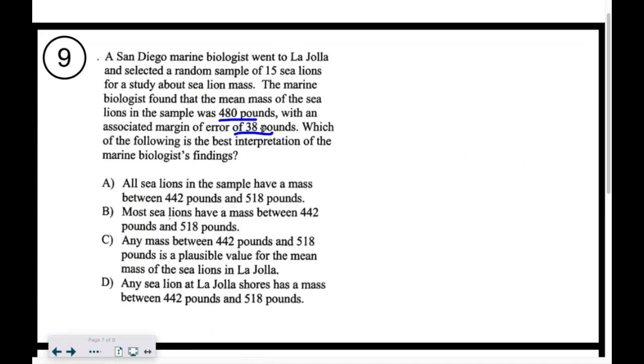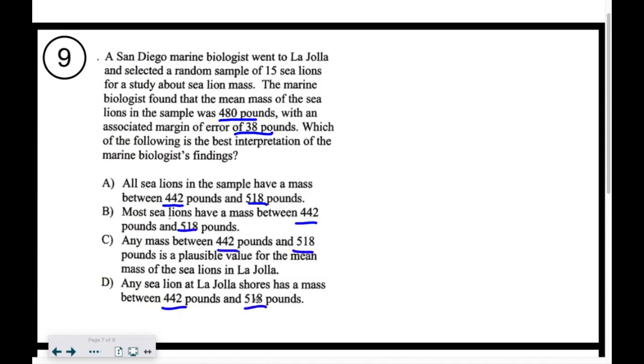So basically, first of all, what's really important is that the margin of error is kind of how far off we could be. So we could be off by 38 in either direction. Problem is, if you do 480 minus 38 and 480 plus 38, you get 442 and 518, which every answer has. So this is a little bit of a harder problem.